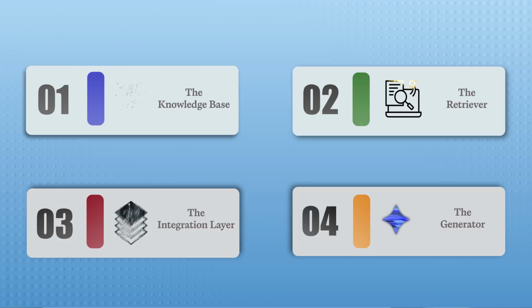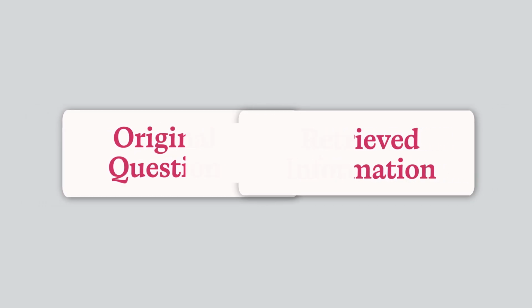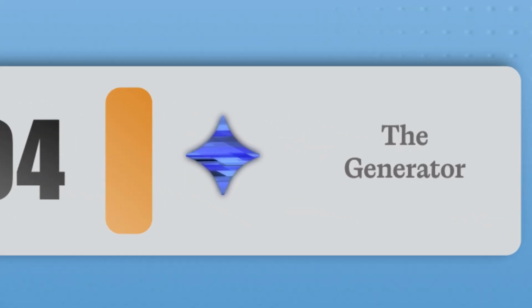Now, the integration layer comes in. This is where everything comes together. Your original question is paired with the retrieved information from the knowledge base, and then it is combined into a single enhanced input called an augmented prompt. So here, there are some prompt engineering rules that organize the data so that the LLM receives clear instructions. With the augmented prompt ready, the generation begins.